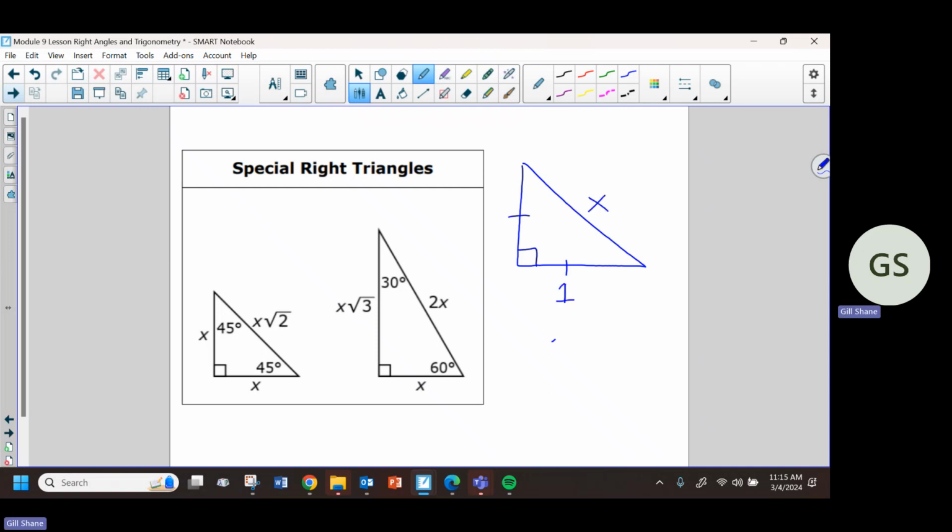Solve for x. I'll give you a couple minutes on that. I'm going to set a timer to make sure we start the exit ticket on time.